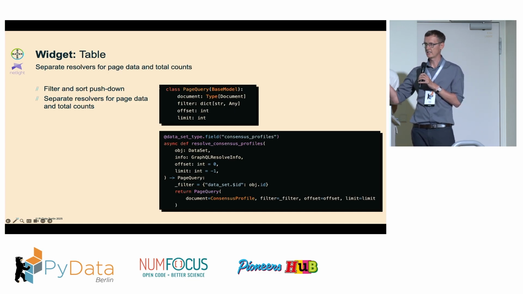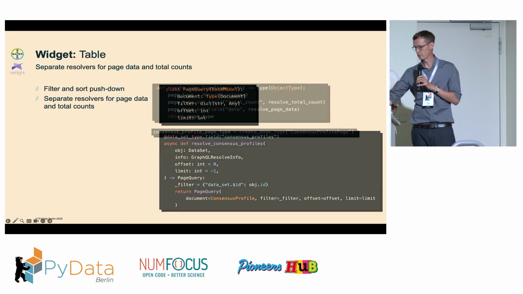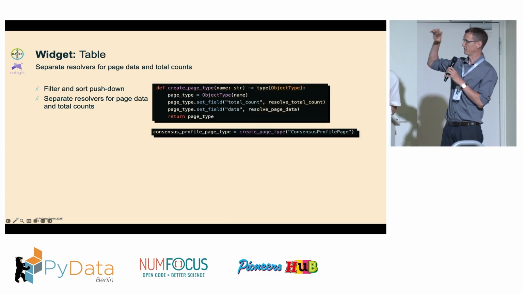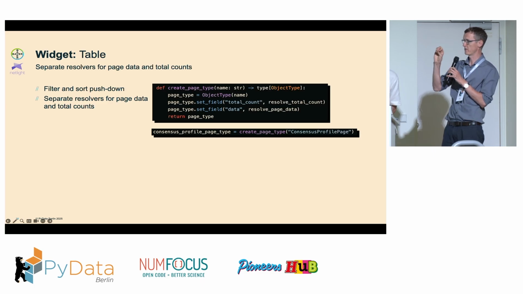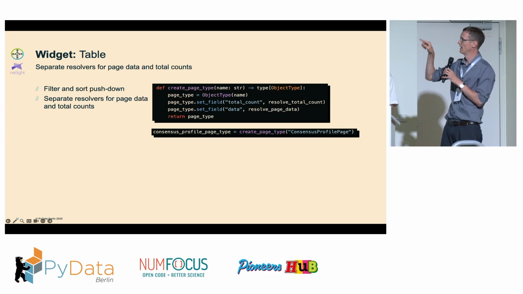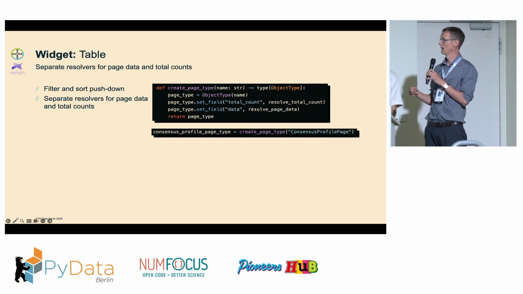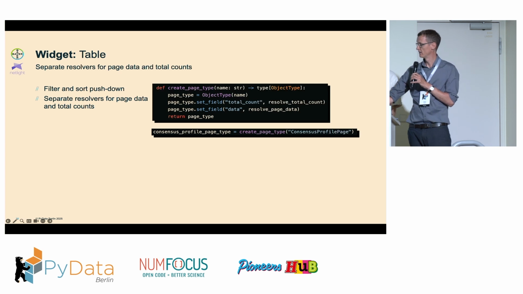And now there's no database interaction yet, but what we can actually do is, in resolving the fields of a page type, we attach two different Python functions to the different fields. That's what you see here with this set field. To total count, we have a function called resolve total count. And to data, we have a function called resolve page data.